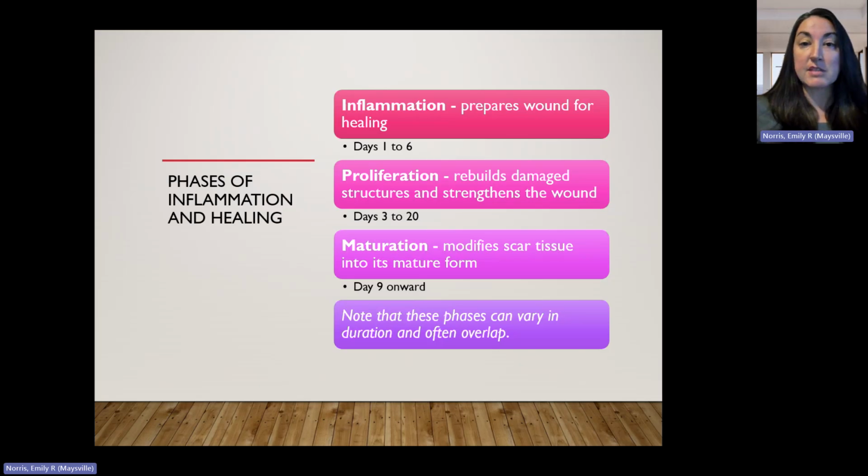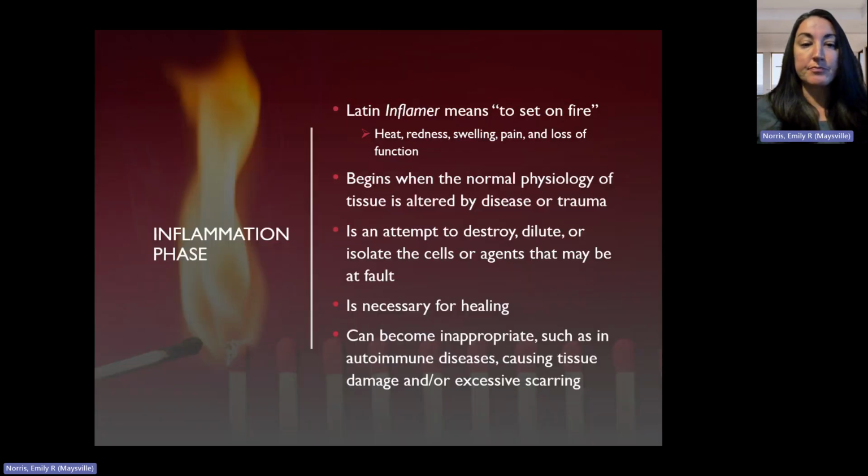If you notice, the phases overlap and the duration really depends on the person. The younger somebody is, the faster they're going to heal. The older and maybe less healthy or more comorbidities, the slower they're going to heal. So there's a lot that goes into healing. So we're going to go further into the inflammatory phase.